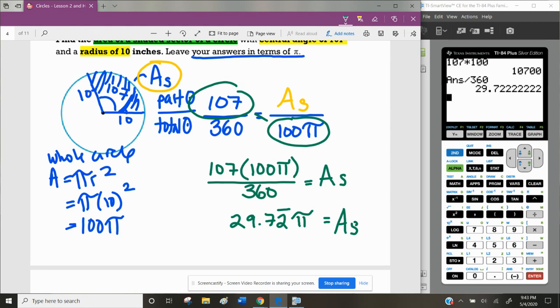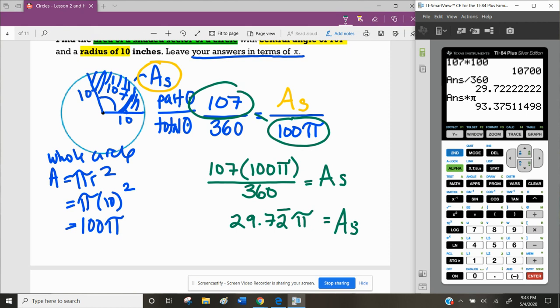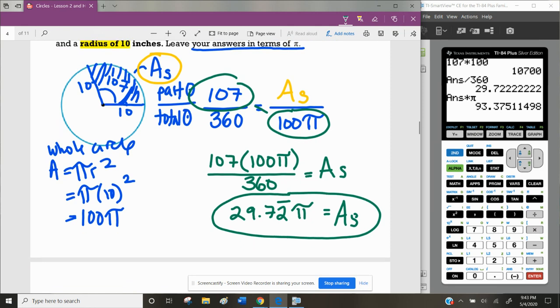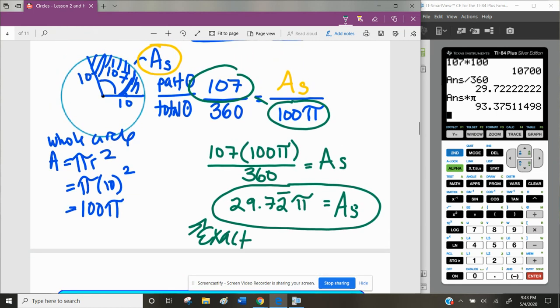If I wanted the estimated area, I would then multiply by pi, and then I would round to whatever it told me to. So all that it means by leave your answer in terms of pi is that you're just going to tack the pi on. If they asked you to find an area that is rounded, then we would just multiply by pi and round that answer. So the rounded answer, let's say to the tenths place, would be 93.4, where my exact answer in terms of pi is 29.72 repeating with the bar over it, pi. I could change that decimal into a fraction. It makes it really, really large. So we're not going to do that.